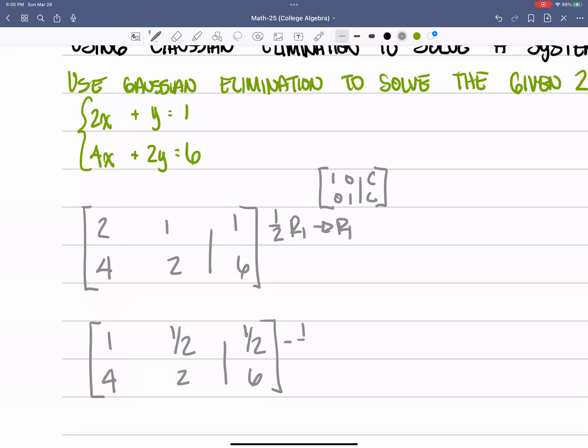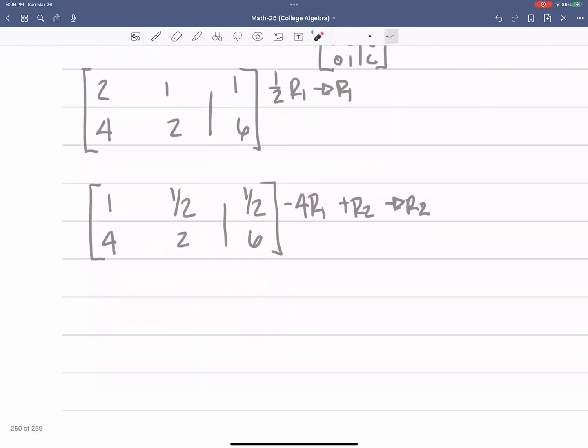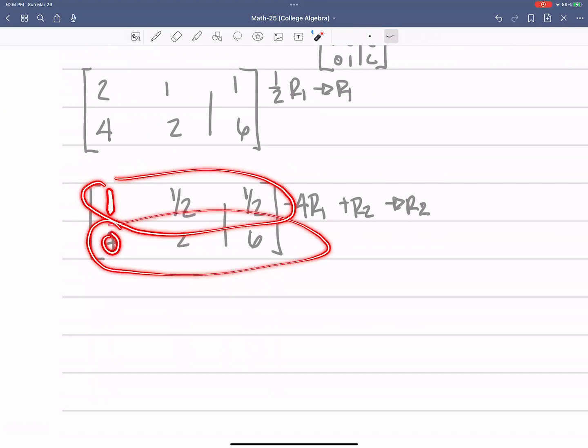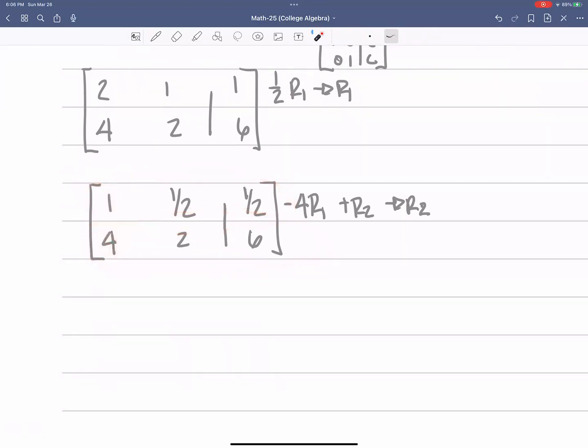So -4 is what we're multiplying to row 1, adding that to row 2 for the new row 2. Again, here the reason why we're updating row 2 is because row 1 already has a 1 where we need it. So we're trying to get the others to 0. So we're trying to get a 0 right there. So doing that in our head, let's start with writing row 1 down. So 1, 1 half, 1 half.